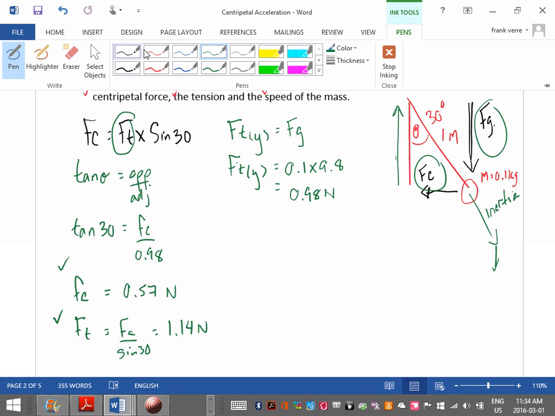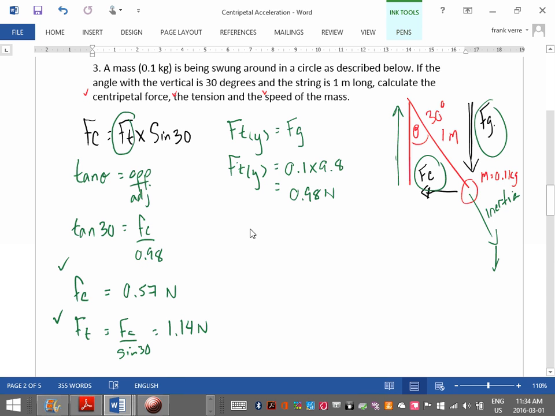And now we could find the speed. What's the equation for centripetal force? It's mv squared over r. We just figured out the centripetal force is 0.57. The mass is 0.1. We're looking for v squared. And the radius is, now, what's the radius? The string is 1. So this has to be 30 degrees.